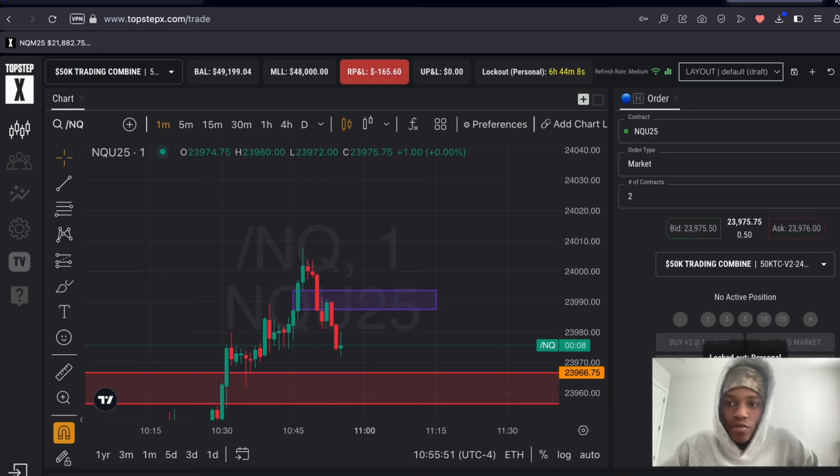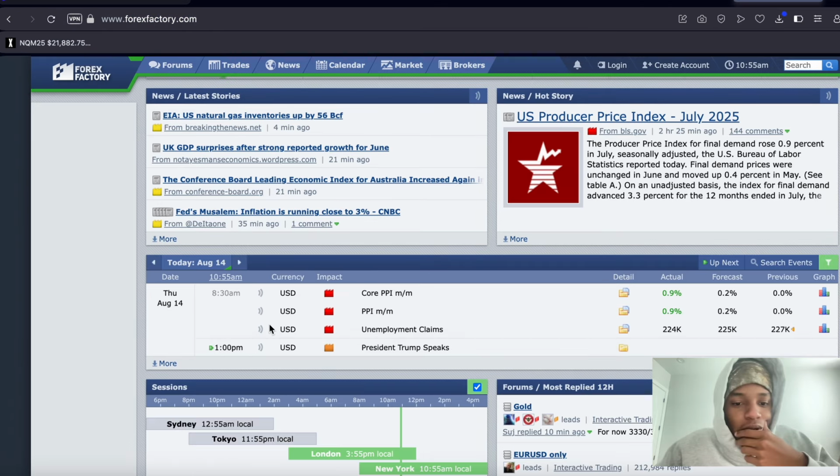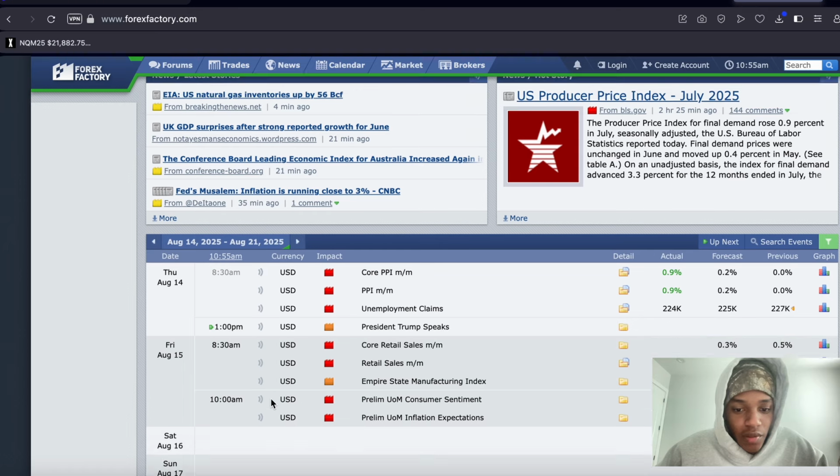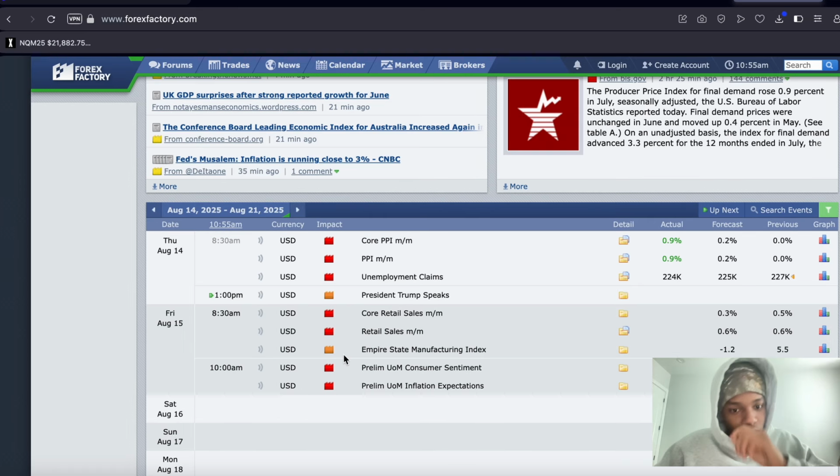Let's actually check to see if we got news tomorrow. Wow, we got CPI tomorrow. Okay, wait, no, that's today. Oh, I'm tripping. It was CPI today. I didn't even look at that. Okay, we got red folder news tomorrow at 8:30 and red folder news at 10. So hopefully I make it back with that. It's a good volatility sign. I'm gonna come back with that.